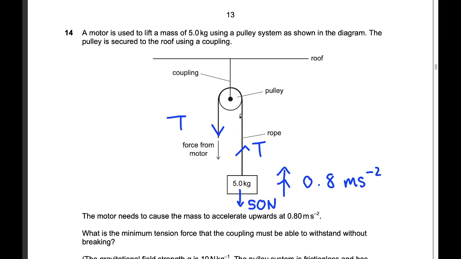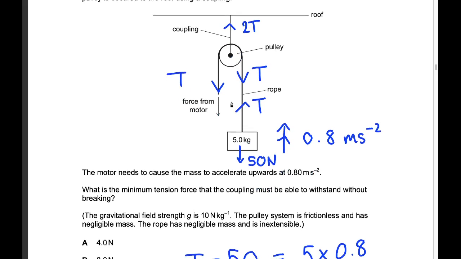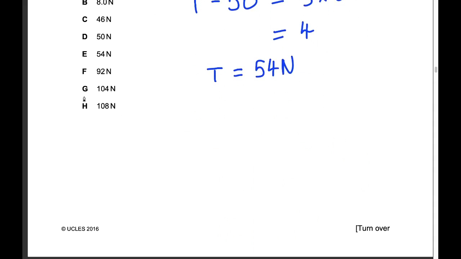So if we think about the pulley, then the forces on the pulley are a tension T downwards on the left, but also tension T downwards on the right. So there's in fact 2T pulling the coupling down. So there's actually got to be a tension of 2T here, keeping that pulley from accelerating downwards. So that is the maximum force, 2T, and 2T is 108 newtons. Okay.